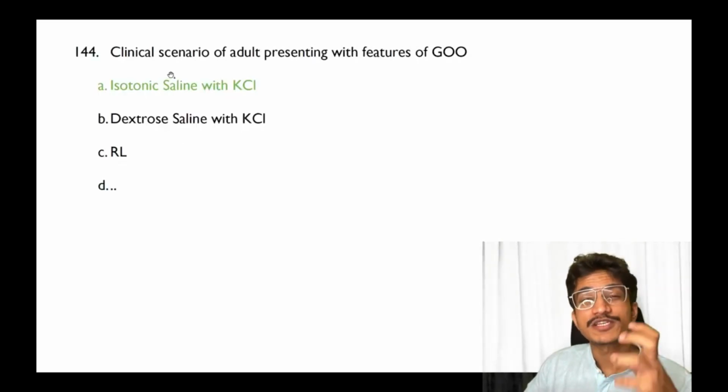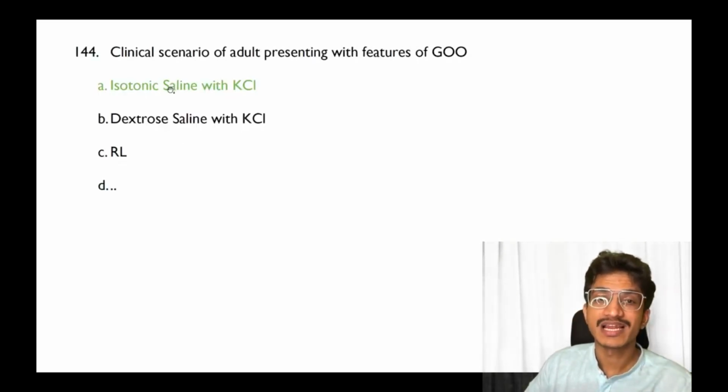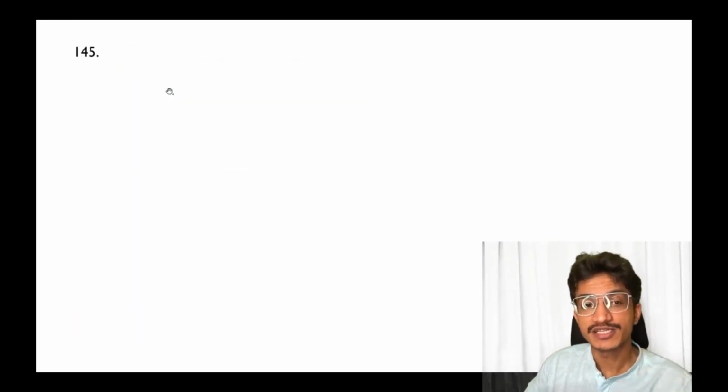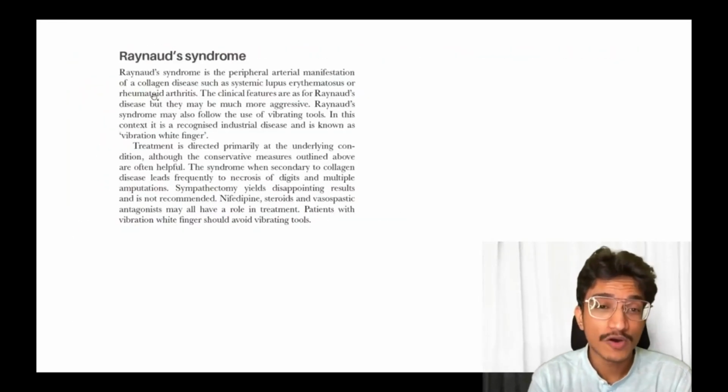Now, gastric outlet obstruction, very straightforward. The answer is isotonic saline with potassium supplementation. Now, this is all regarding the recall in this session.